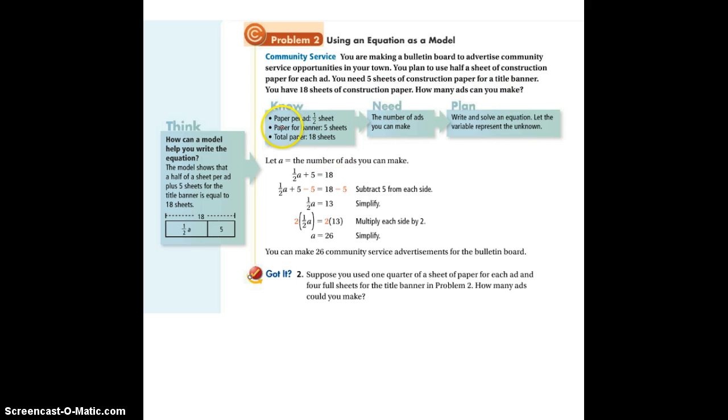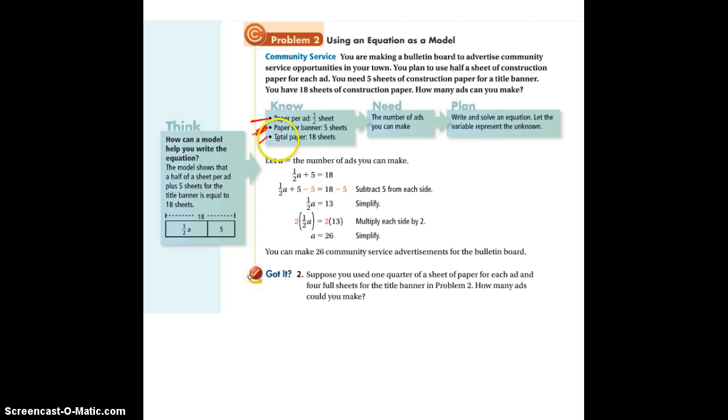So what we know, go through and identify what we know. We know that the paper per ad is half a sheet. So half a sheet of paper per ad. So there's a rate that we can pick out. It's always good to identify those rates. The paper for banner, there's 5 sheets. And then the total paper. The total paper is 18 sheets.